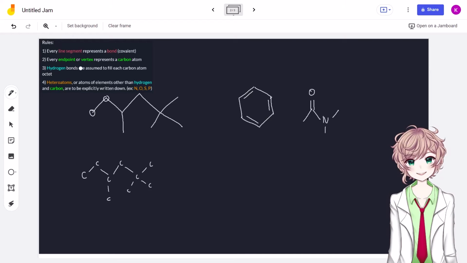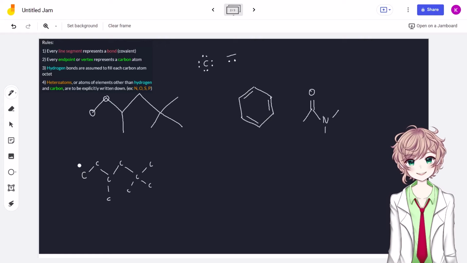And hydrogen bonds are assumed to fill each carbon octet. So I'm not sure if you guys have taken general chemistry, but typically an octet is, in a nutshell, you have 8 electrons around you, and each bond represents 2 electrons. So let's look at this carbon for a second. It has 1 bond attached to it, so it has 2 electrons that it shares or holds, basically, and we want to get it to 8 to get it filled. So now this is where hydrogens come in.